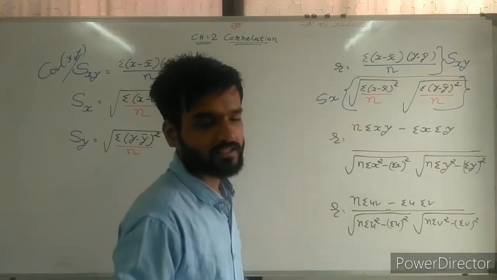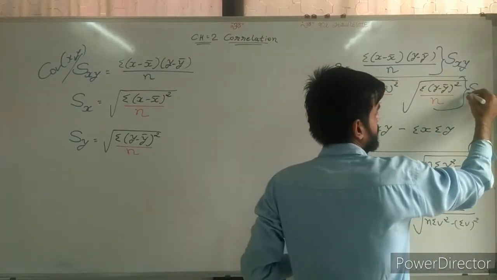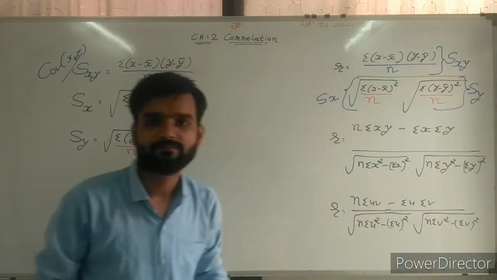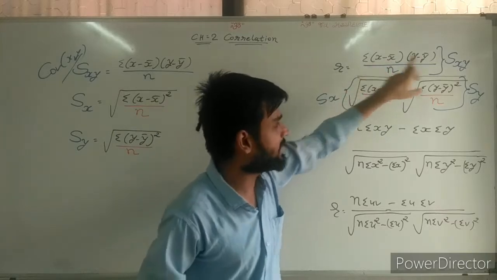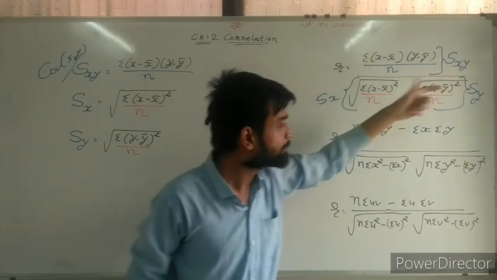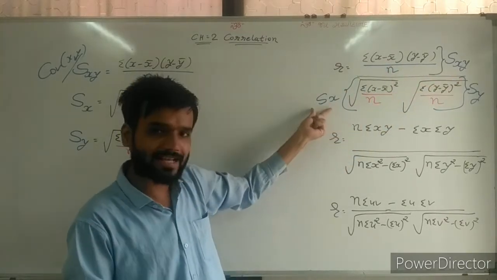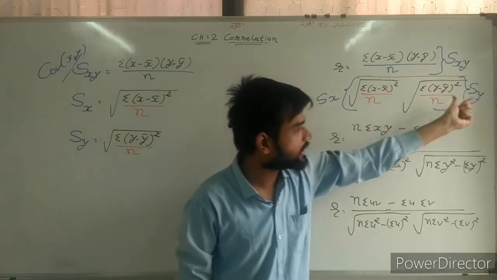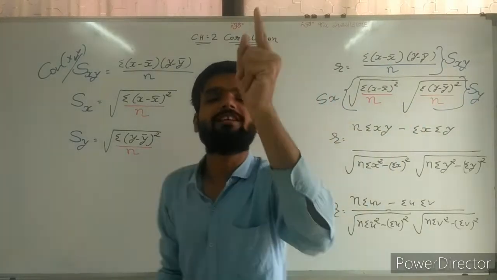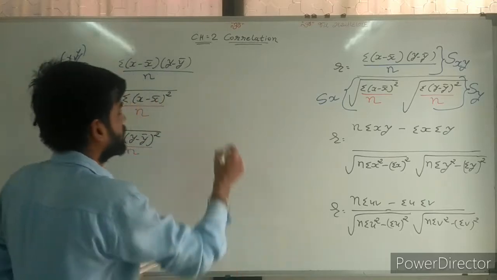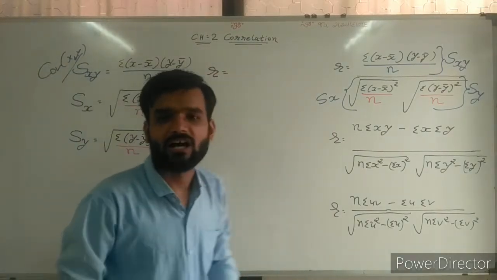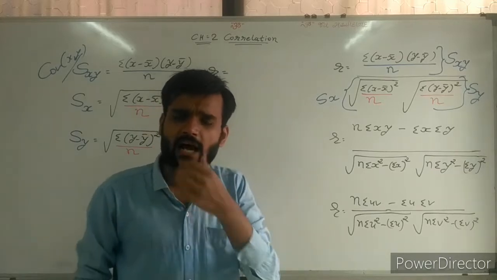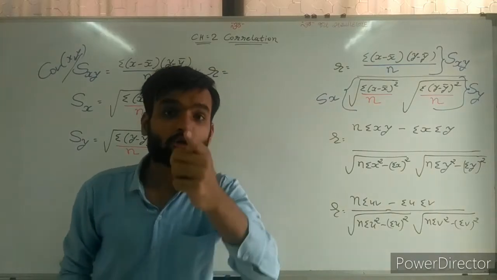Sir, another Sy. So we can say numerator is Sxy. In denominator it is Sx and this denominator is Sy. So on this basis I can make the formula of R. Sir, R formula? Yes. Correlation coefficient.